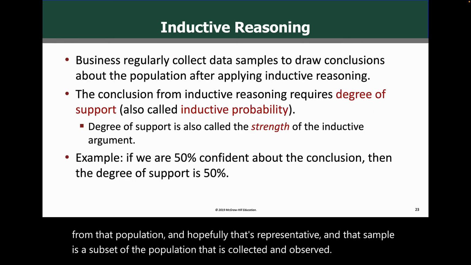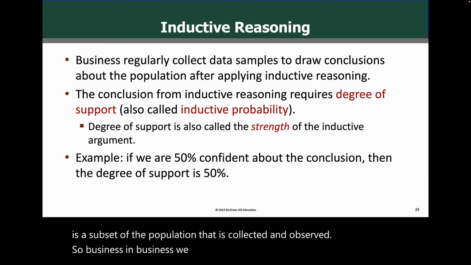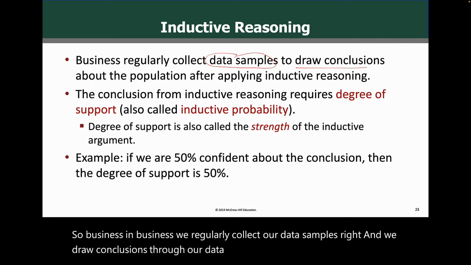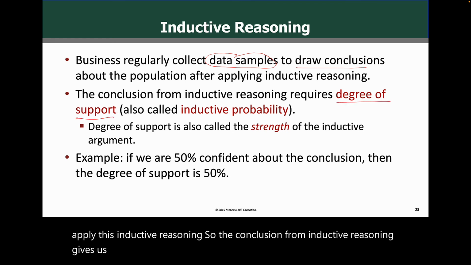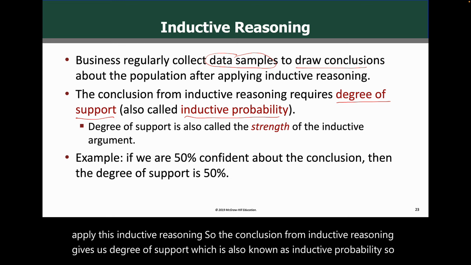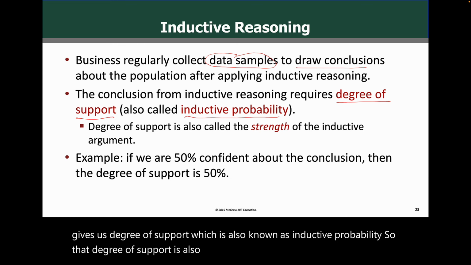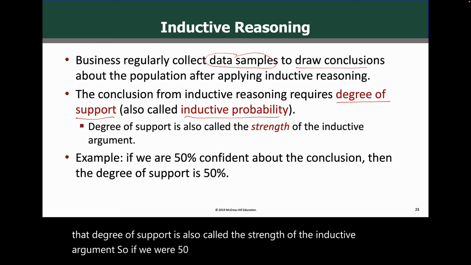So in business, we regularly collect our data samples, right? And we draw conclusions through our data analysis about the population after we apply this inductive reasoning. The conclusion from inductive reasoning gives us a degree of support, which is also known as inductive probability. That degree of support is also called the strength of the inductive argument. So if we were 50% confident about the solution, then the degree of support is 50%.